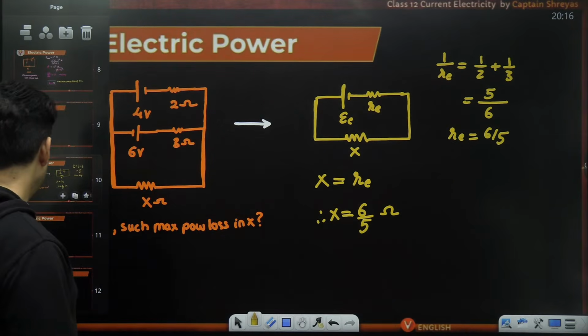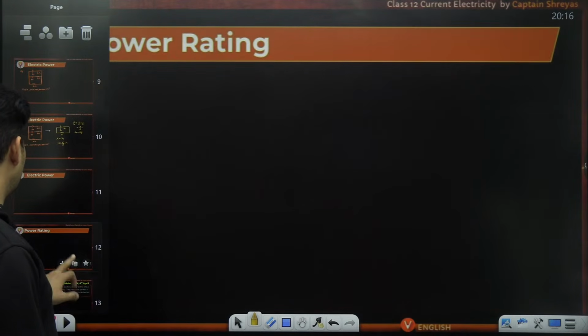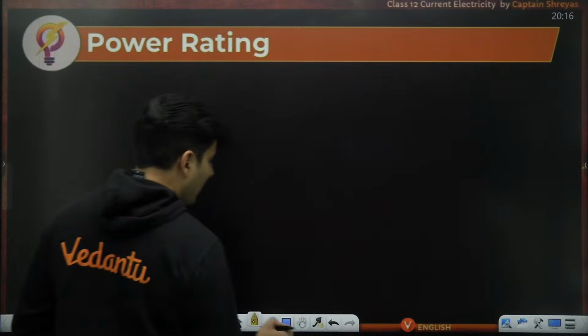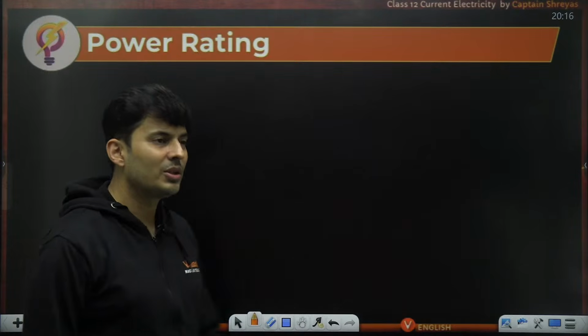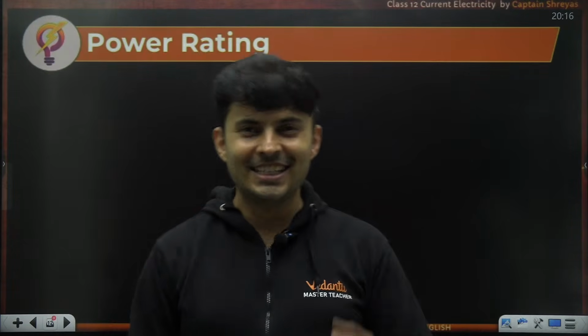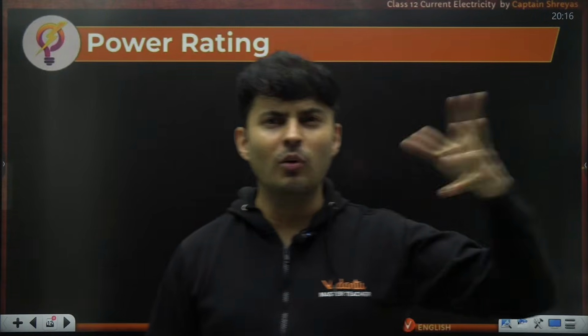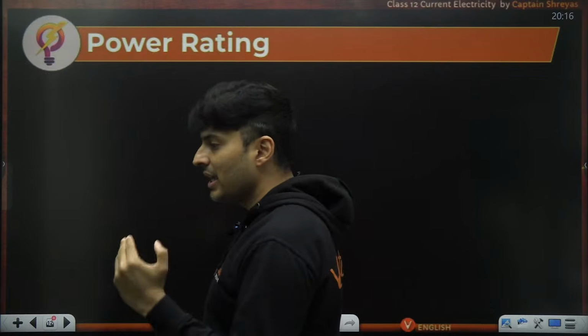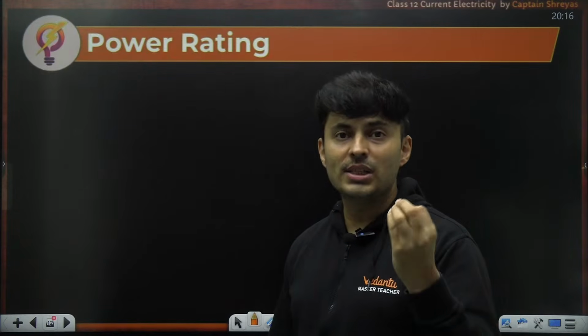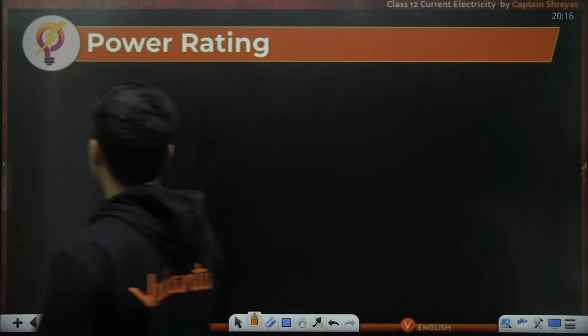Moving on now to the next concept called the power rating. Now, this is very useful for solving those bulb questions. Let's understand it. So you might have seen I have a 50-watt bulb, 2-watt bulb, 100-watt bulb. So whenever you see that power rating, it is usually of a device at a certain specific voltage.